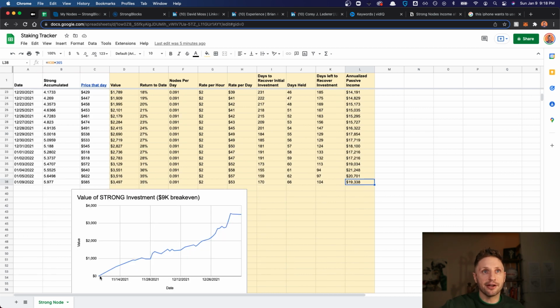And I've charted it out down here. You can see how the value of my investment is growing, remembering that 9K is my break even. Not quite halfway there yet, but should be there hopefully soon enough.